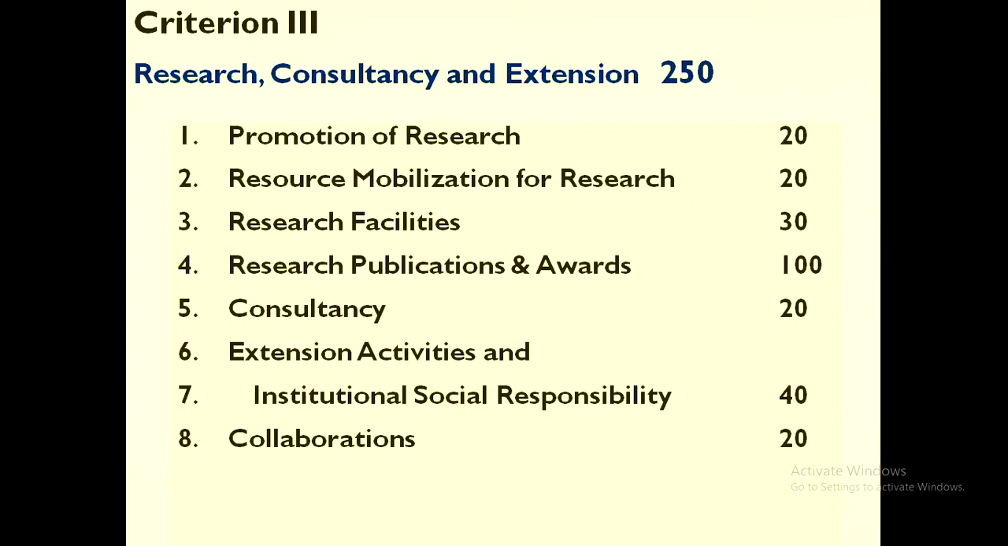Now next is criteria 3. Unfortunately, in this area they have given the most emphasis for the universities, that is 250 marks. So for research promotion, how the university is taking steps, resource mobilization for research, how many items are getting procured each year, how many requirements are given, and the research facilities, whether these existing research facilities are being upgraded every year or not, and the faculties applying for research projects, how many research projects they got.